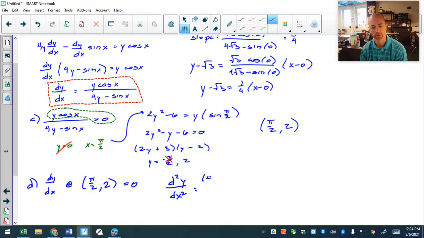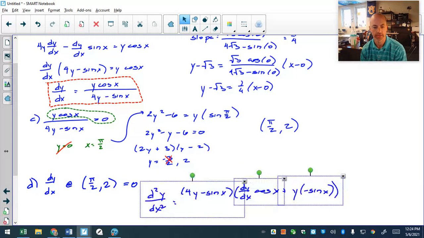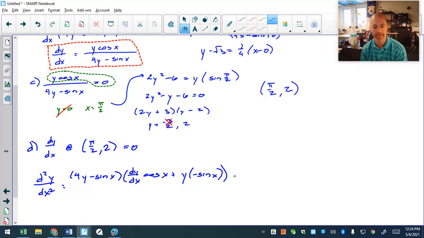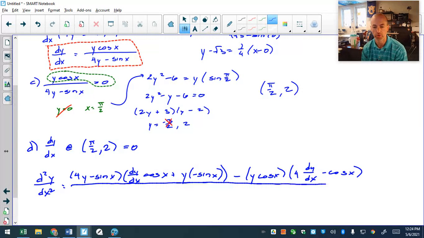will be low, 4y minus sine x, d high. Oh gosh, the product rule is dy dx times cosine x. And don't forget, we are doing this implicitly. So dy dx cosine x plus y times the derivative of cosine, which is negative sine. Holy cow, that's all low d high minus high d low. I'm going to have to move this down here. I don't have room for all this. Okay, so we have low d high minus high d low, which is going to be 4 dy dx minus the derivative of sine x, all over 4y minus sine x squared.